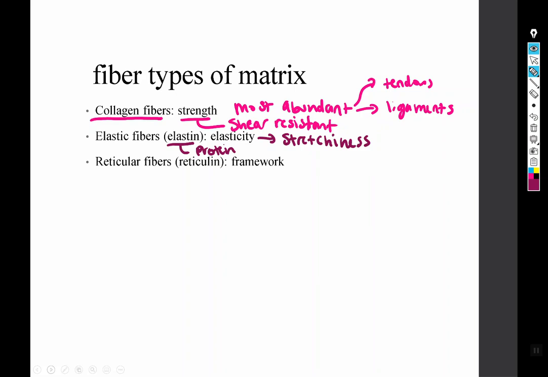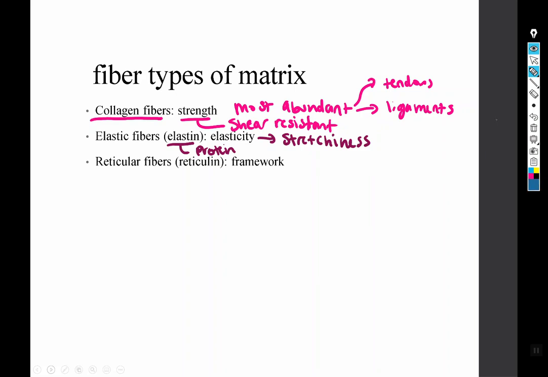You can also fold your ear over anteriorly, and your ear will snap back to the way it was before. Again, elastic fibers are what you have to thank for that. So the fact that your tissues are stretchy and resilient, that's elastic fibers. And then reticulin, which are reticular fibers, these are a framework.